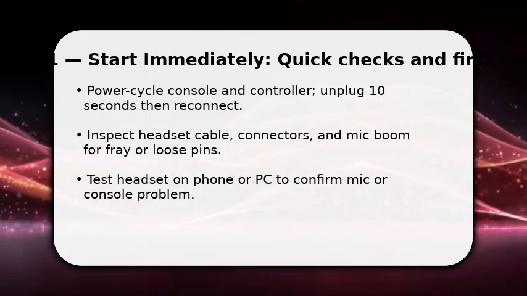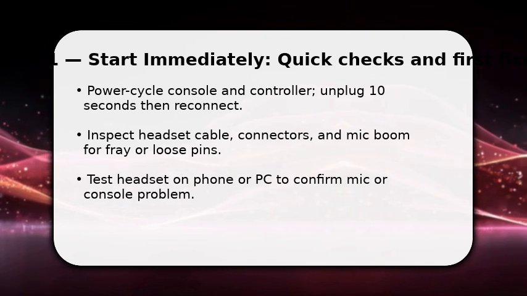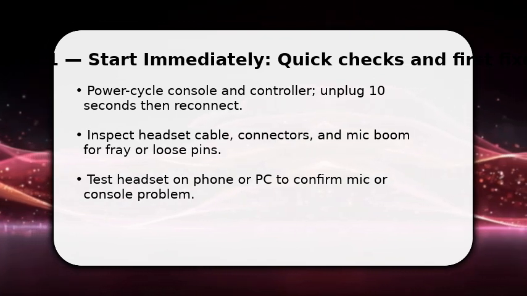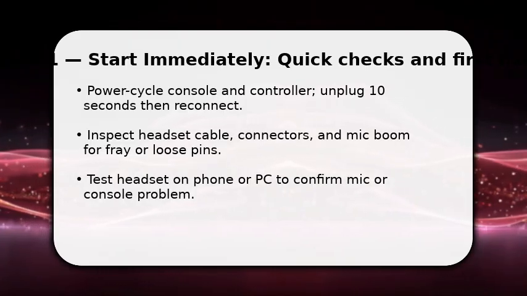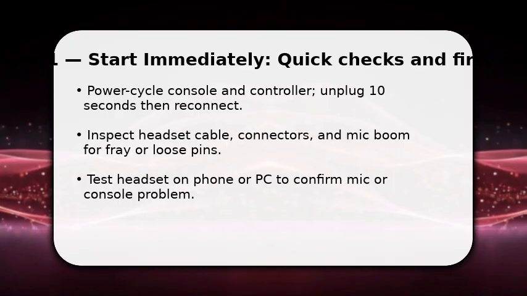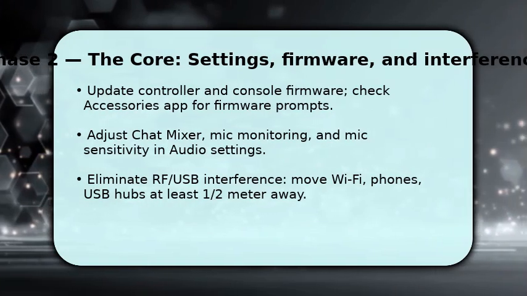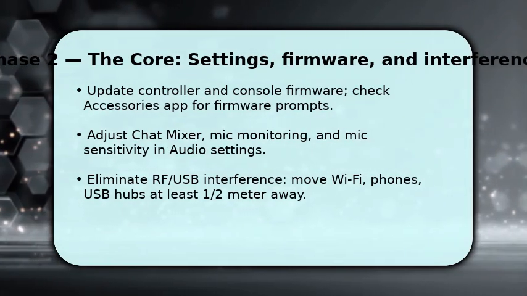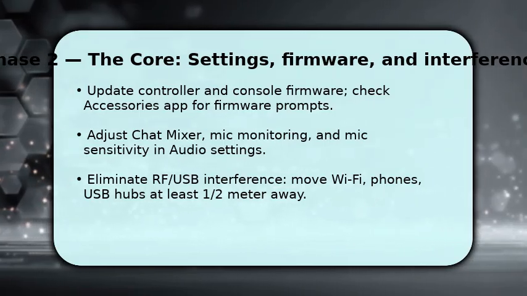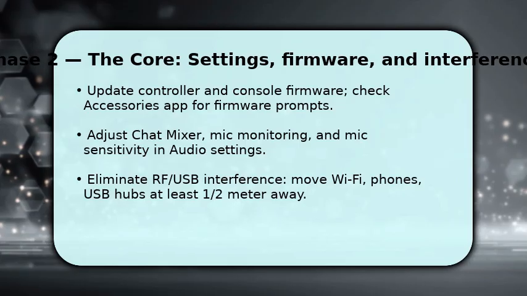You now address software and interference. Update controller and console firmware using the Accessories app. Outdated firmware can introduce noise. Then open audio settings, lower mic monitoring, set mic sensitivity, and adjust chat/game balance to isolate static sources. Once done, move potential interference, phones, routers, USB hubs, away from the headset and controller.